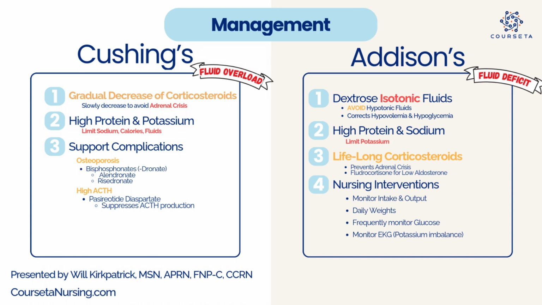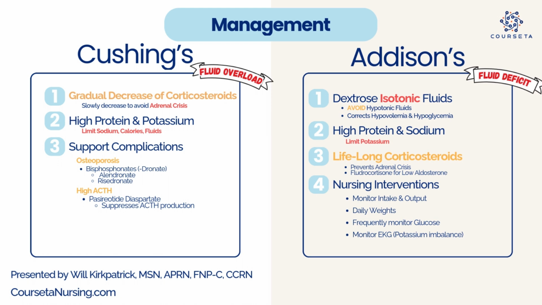Now, the primary management to help with Addison's disease is, of course, lifelong corticosteroids. So they need corticosteroids to provide the cortisol to work in the body. And since we have low aldosterone levels as well, we're likely going to be giving them fludrocortisone, which helps increase the aldosterone levels. Now, specifically to the diet, we want to promote increased sodium, protein, and decrease the potassium intake.